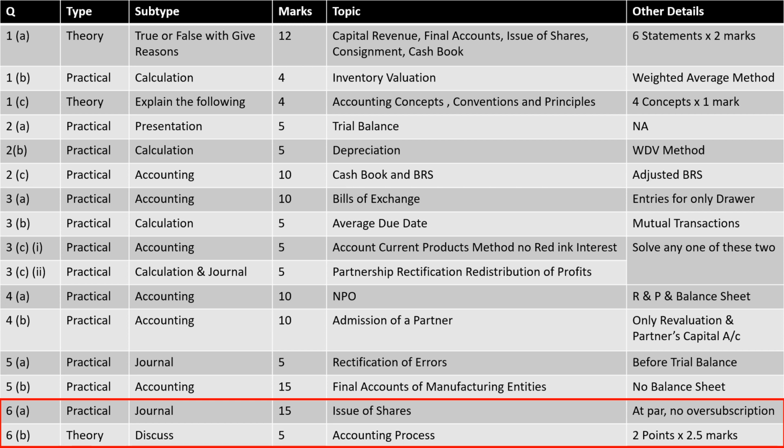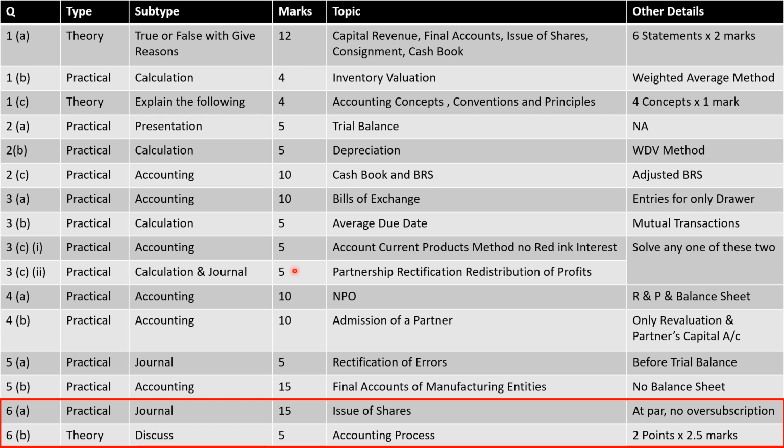And those students who will go for question number 6, then they may have to go for 5 marks extra of theory. So for those students, it will be 16 marks theory and 5 marks, that means 21 marks theory. But all those students who are not attempting question number 6 and ready to go for NPO and admission of a partner, then for them it will be only 16 marks theory, and rest of the marks, 84 marks, will be only for the purpose of practical.